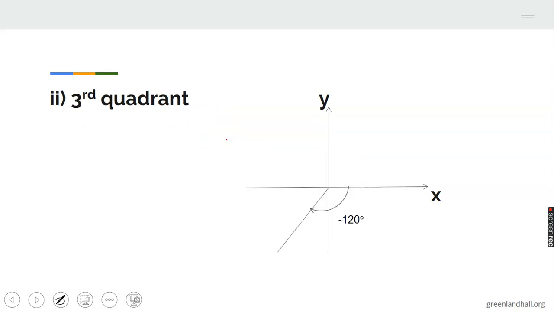Second one, minus 120. You know, when you want to draw minus, you move from the x-axis down. So it's more than minus 90. So it's in this quadrant. And this quadrant is the third quadrant. So this is in the third quadrant. Very important.